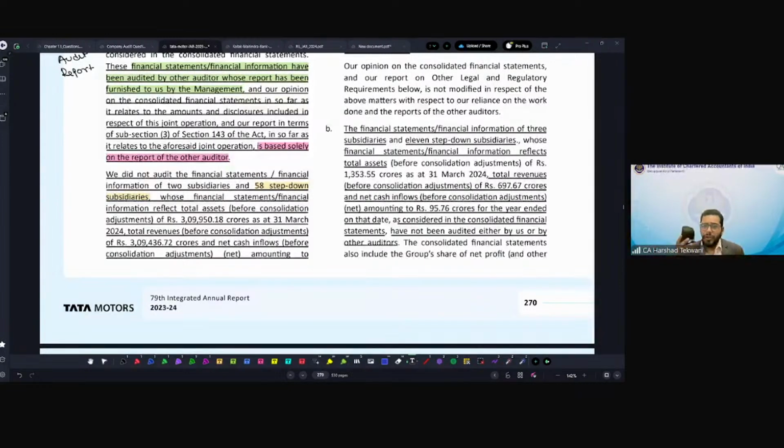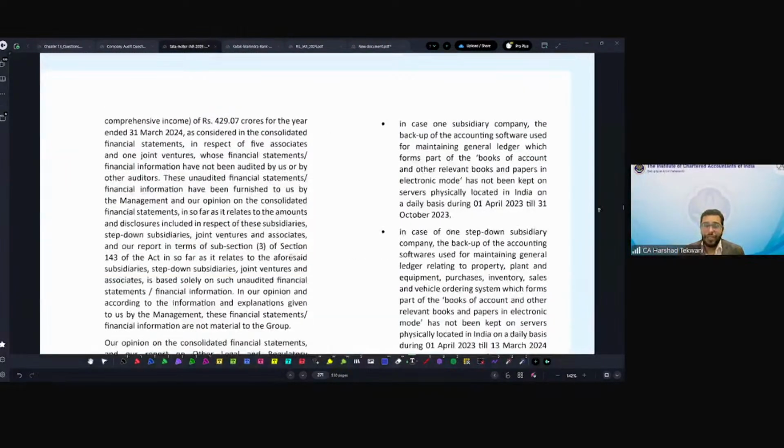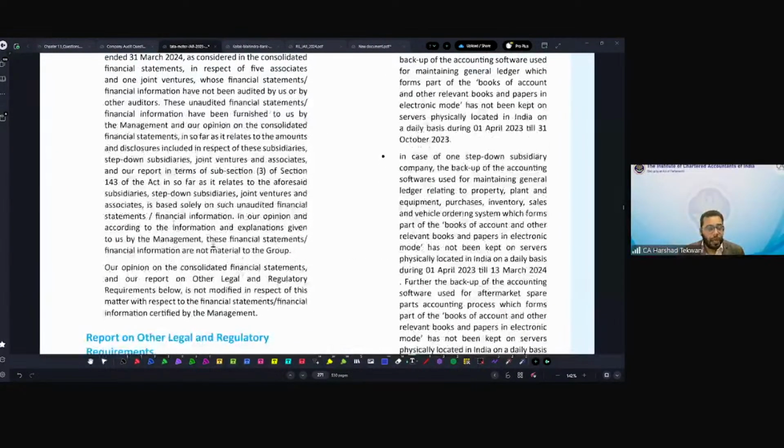Anyone? Why are we not modifying our opinion over here? Yes, Sanya, very good. I remember this, I discussed it with an example. See over here, in our opinion, and according to the information and explanation given to us by the management, these financial statements, financial information are not material to the group. This is based on your group materiality.